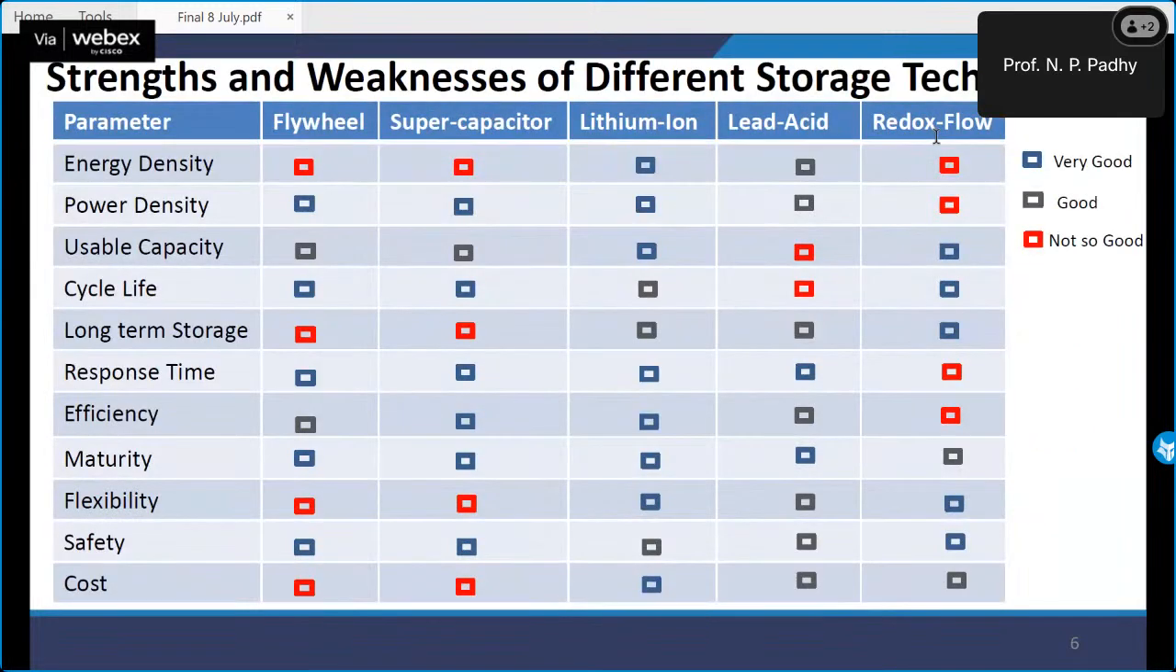storage technologies. So for the energy density, red means not so good, gray means good, and blue means very good. So you can identify different types of batteries. We have taken redox flow, lead acid, lithium ion, supercapacitor, flywheel, with many parameters such as energy density, power density, usable capacity, cycle life, long-term storage, response time, efficiency, maturity, flexibility, safety, and cost. So out of this, please all of you guess, considering those parameters, which battery technology seems to be the best one? Certainly the lithium ion, the center one.